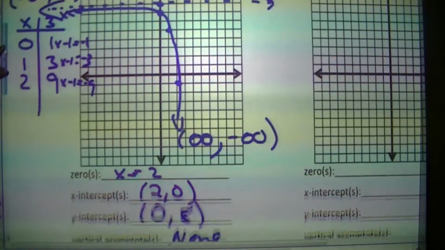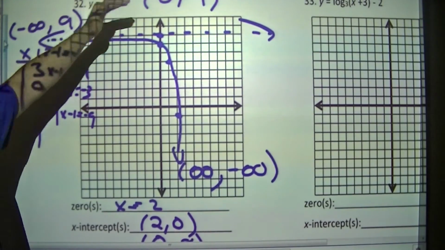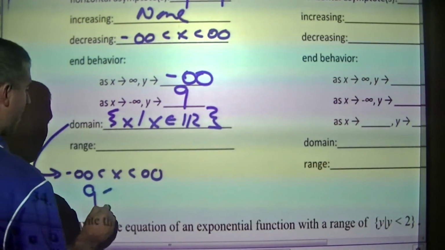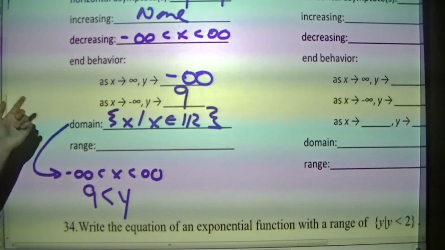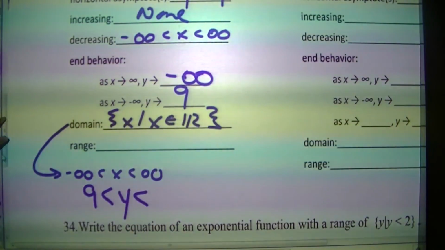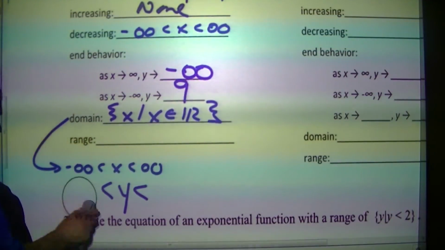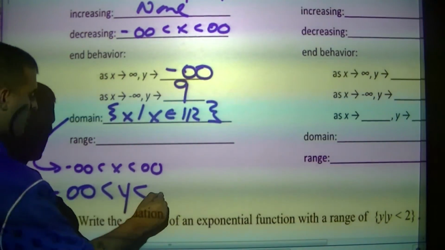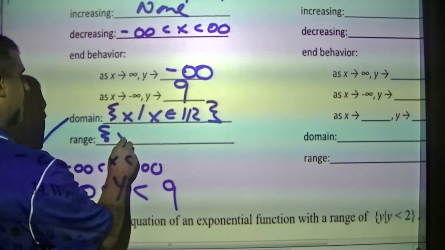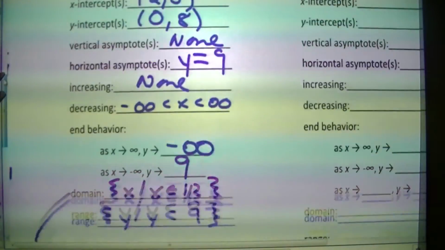Now, the range. You have to include your anchor point in this. So my smallest y value is 9. Now, I don't put a line underneath that because that passes through the asymptote. It's a dashed line. The biggest one, I'm sorry, I did that wrong. The smallest one is going to be negative infinity. The biggest one is going to be 9, and I'm not having a line underneath that because that's an asymptote. So I have y such that y is less than 9. All right, so that's that one.